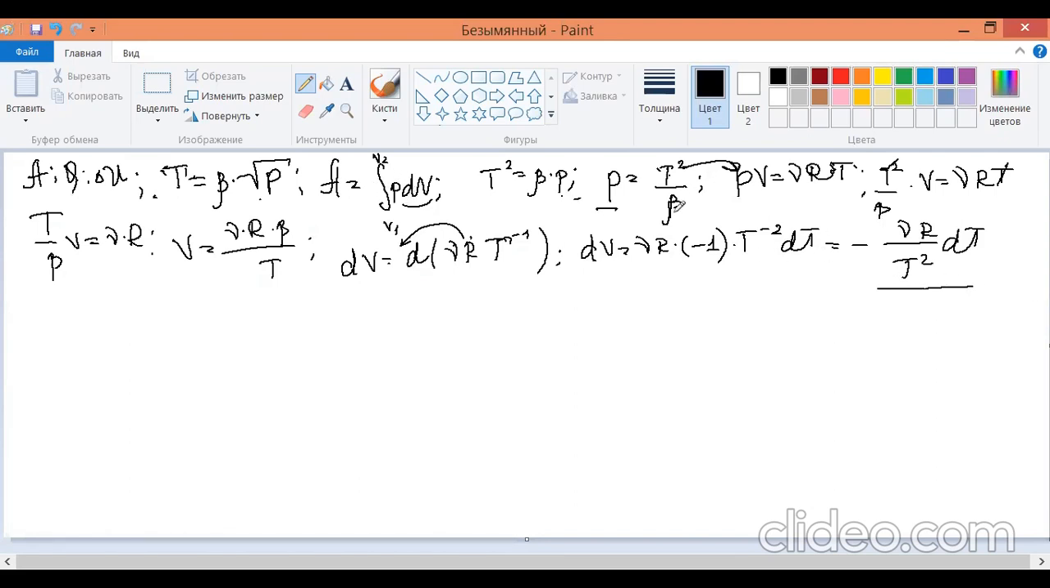we've got dV, and now we are ready to integrate. But we should take into consideration the fact that the integration limits have changed from volumes to temperatures. Now A is the integral from T sub 1 to T sub 2, and P is equal to T squared over beta, and dV is minus, let me write down minus before the integration immediately, okay? Mu times R over T squared dT.